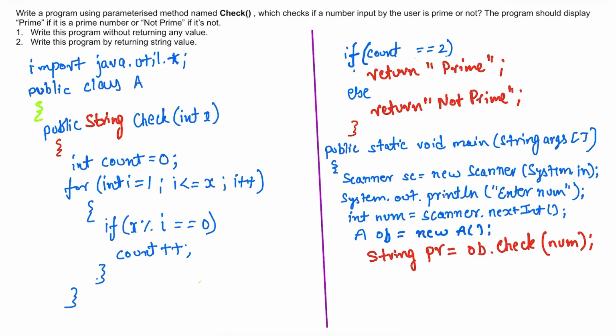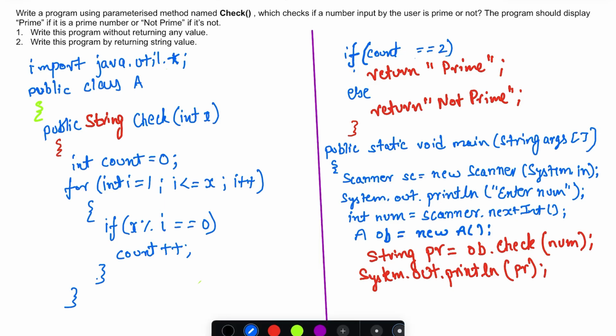I'm erasing these braces for now. Now I'll print System dot out dot println, I'm just writing pr, for no message. So basically now I've printed whatever was received as a return value from the function. It got saved in the pr variable which I took, then I'm just simply printing it. And now I close the brace of the main function, and then the class. So this is the basic program.